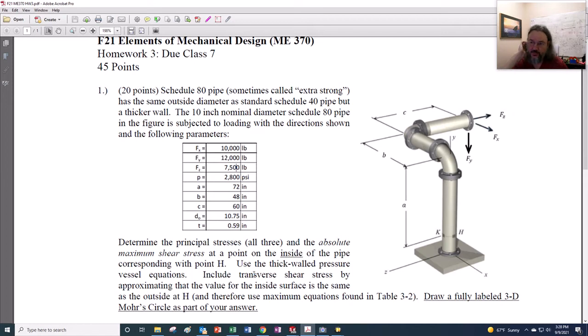We're going to do an estimate of it. So we're going to use the simple maximum transverse shear, but we're going to use the same equation for the inside of the pipe that would be true on the outside of the pipe. So that's a little bit of an estimation. And we want to make sure we draw the fully labeled 3D Mohr circle as part of the solution.